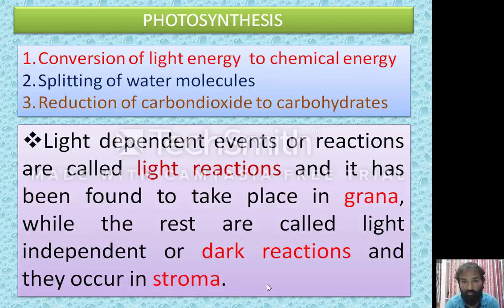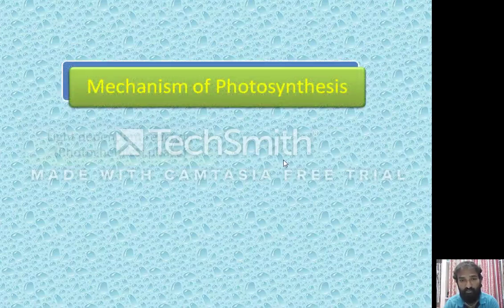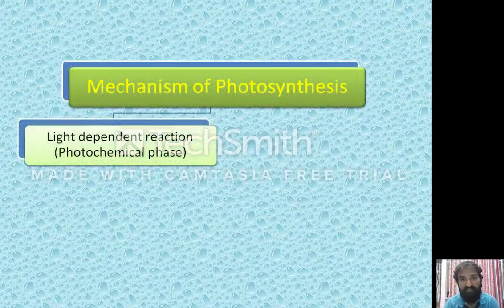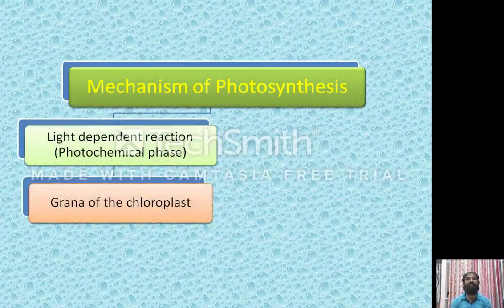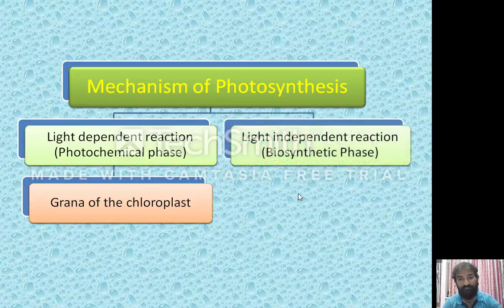Photosynthesis is mainly divided into two phases. The first one is the light dependent reaction, also called the photochemical phase. Here photo means light and chemical means the light energy is converted into chemical energy. That's why it is called the photochemical phase, and it always occurs in the grana of the chloroplast.